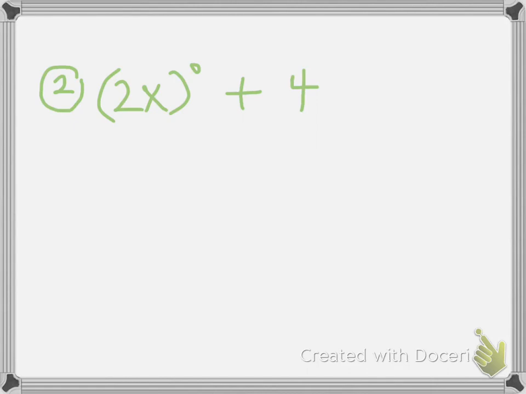Okay, what about here? We've got 2x raised to the 0 power plus a 4. So anything raised to the 0 power would just be a 1. So 2x to the 0 power would turn into a 1. So 1 plus 4 would be a 5.